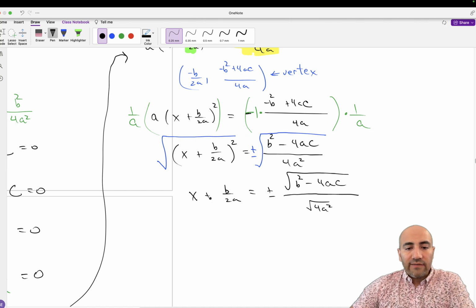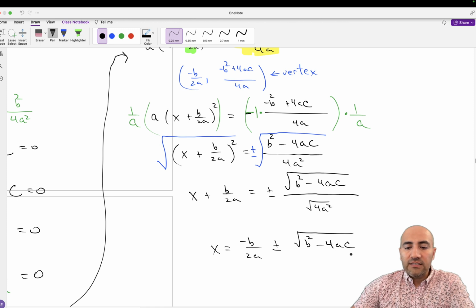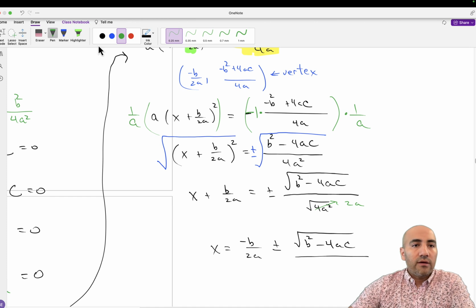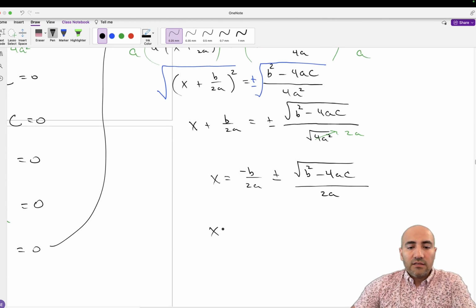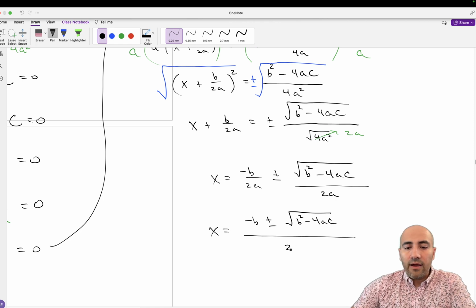Okay, almost there. Now I just have to subtract this fraction to both sides. So we get that x equals minus b over 2a plus or minus the square root of b squared minus 4ac divided by, and the square root of 4a squared, this is just going to be 2a. So I'm going to rewrite that as a 2a. And now luckily, both fractions have the same denominator, so we can just rewrite this as x equals negative b plus or minus the square root of b squared minus 4ac divided by 2a.